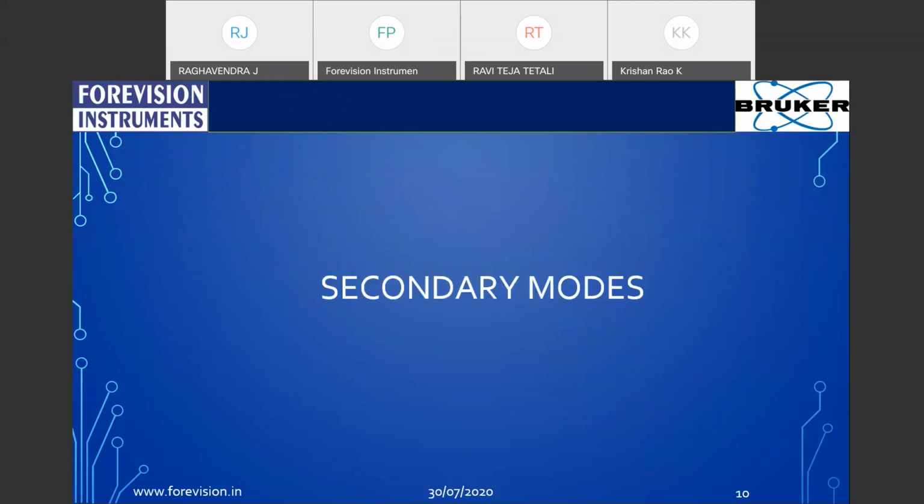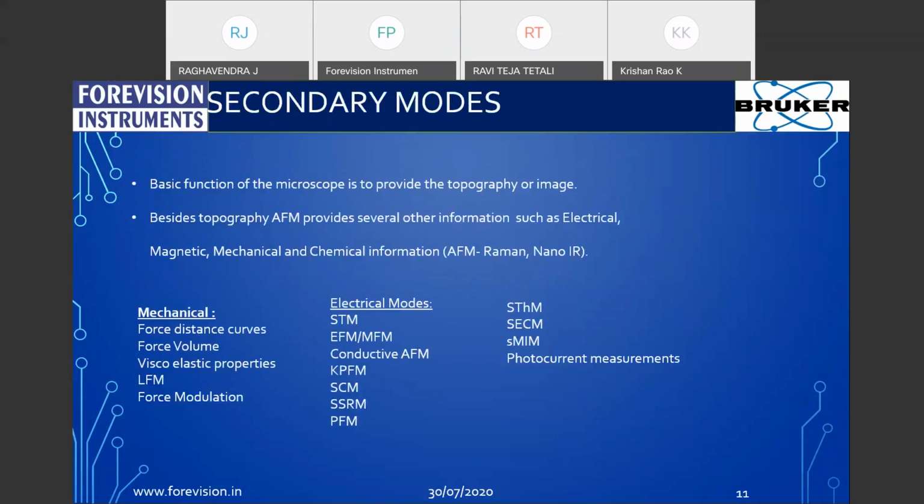So as I said, besides the fundamental modes or the primary modes, we have secondary modes also. The basic function of any microscope is to get an image of the topography, like scanning electron microscopes or transmission electron microscopes. They give only the image. But in the case of AFM, besides the imaging or the topography measurements, we can get several other physical properties such as mechanical, electrical, and chemical properties.